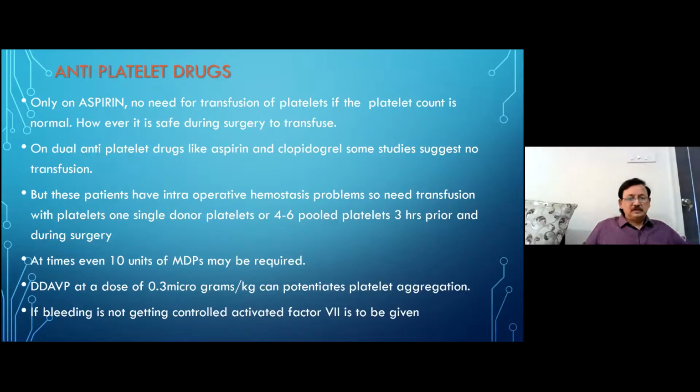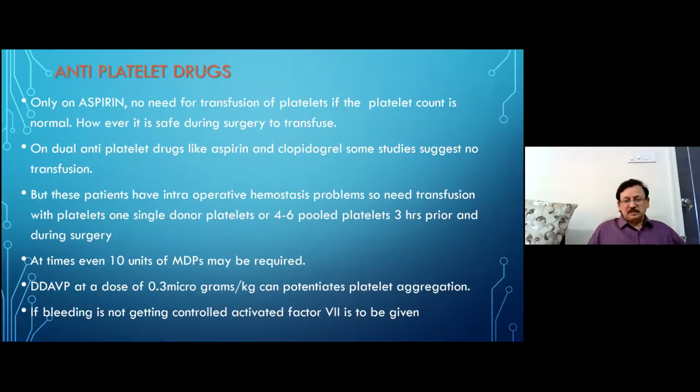So the antiplatelet drugs, how to reverse them? Only aspirin: some studies say there is no need for platelet transfusion if the platelet count is normal. However, it is safe to give transfused platelets before surgery, because sometimes right from the time you mark the incision on the scalp with a needle, the scalp keeps oozing. It will definitely be more than normal. In such patients, unless you give platelet transfusion during surgery, you will find it very difficult to control the bleeding.